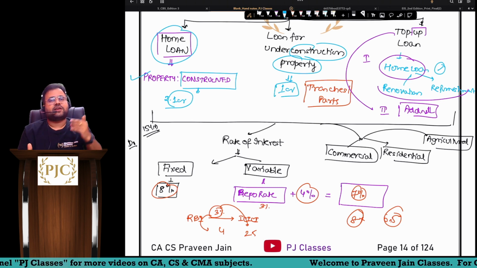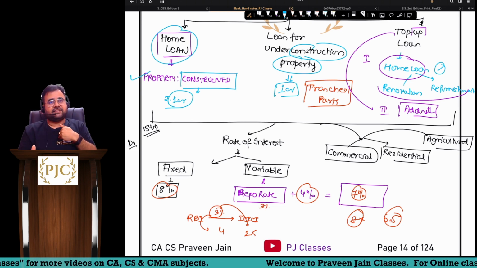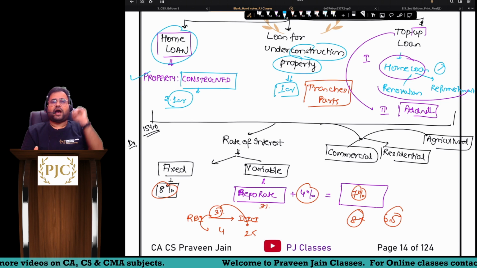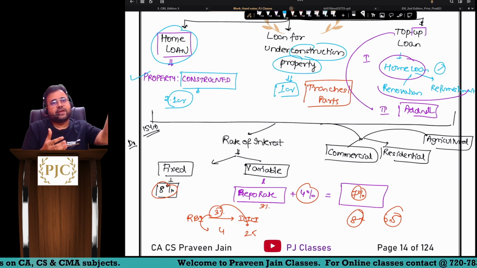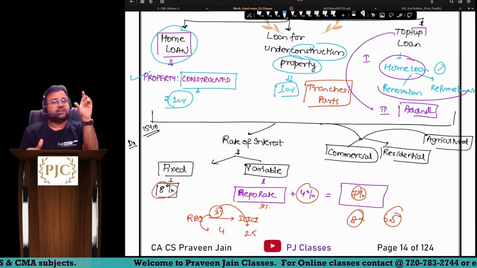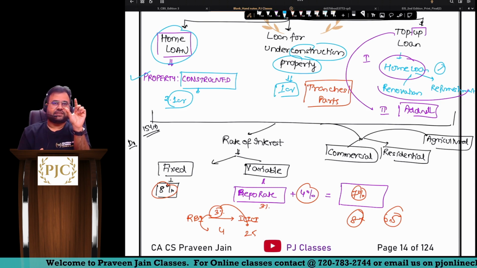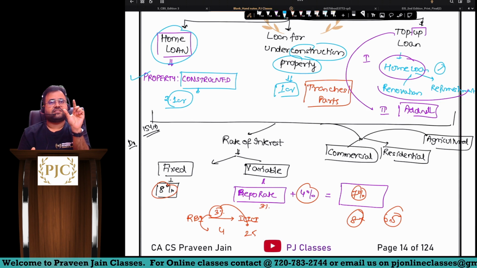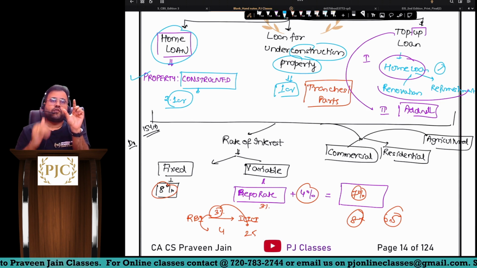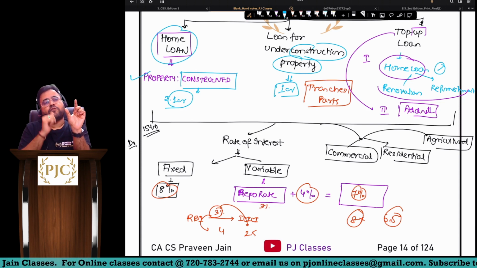Now what does repo rate mean, sir? The rate at which a bank, ICICI Bank, is going to take a loan from RBI, or the rate at which RBI is going to give loans to different banks. That is called repo rate, sir. So repo rate will keep on changing depending upon the market situation. For example, recently RBI has changed the repo rate from 4% to 4.4%, sir. So now what will happen, sir?